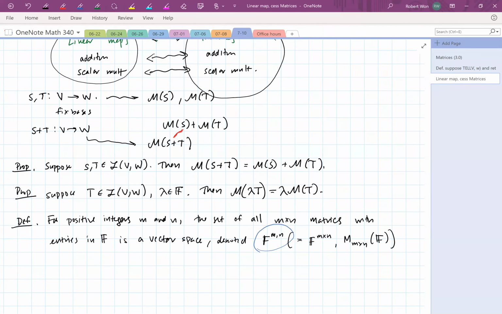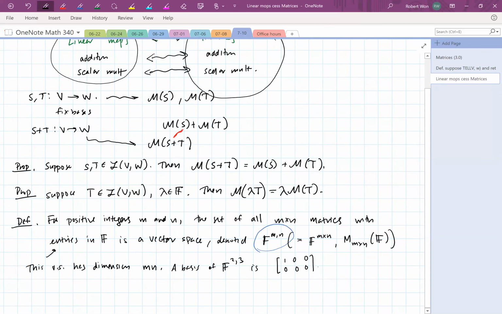And this vector space has dimension m times n. You can check this because I can give you a basis. Let me just give you an example of, say, 2 by 3 matrices. A basis of F of 2 comma 3 is given by the so-called elementary matrices. So what you do is you just stick a 1 in one spot and zeros everywhere else.